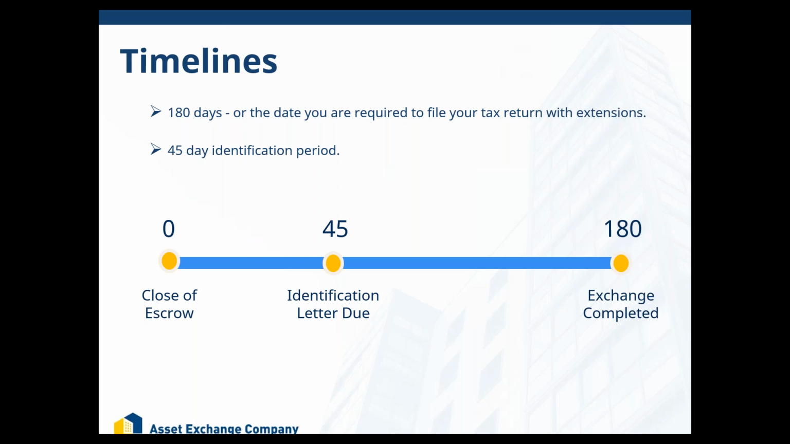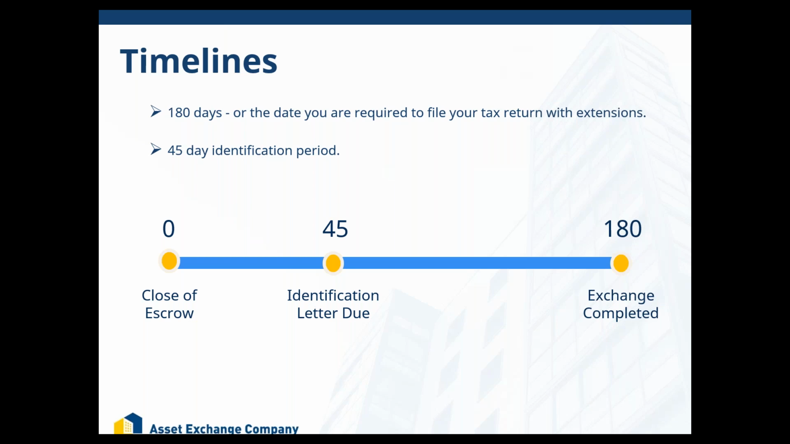That's something else that we're going to assist with. We're going to provide to the client a form. We refer to it as the identification ID letter. And basically, it's going to have some blank lines on it. It's going to have to be specific to a property address or addresses. Client's going to have to fill that out, sign it, and get it back to us by midnight of the 45th day. That's how they will formally identify their replacement property. They're going to do it directly to us, the qualified intermediary.